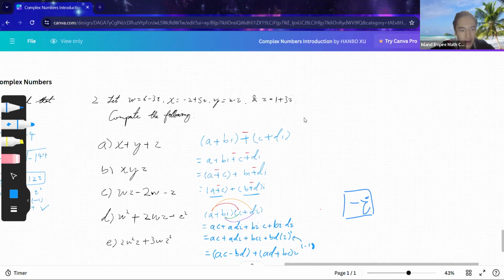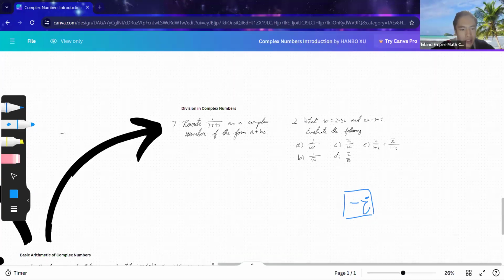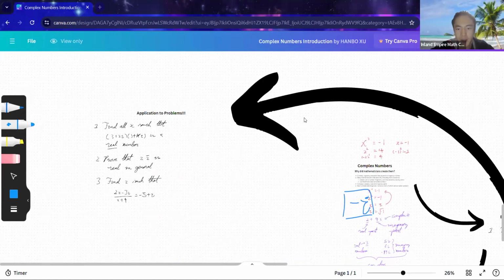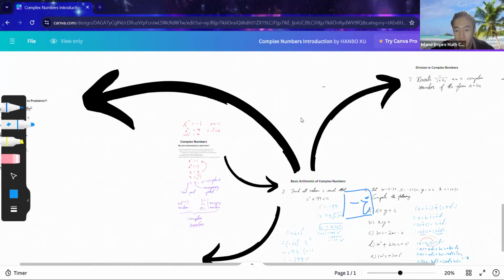So next class, we're going to review this, right? And then we'll go over the division involving complex numbers, and we'll also go over some applications to problems.